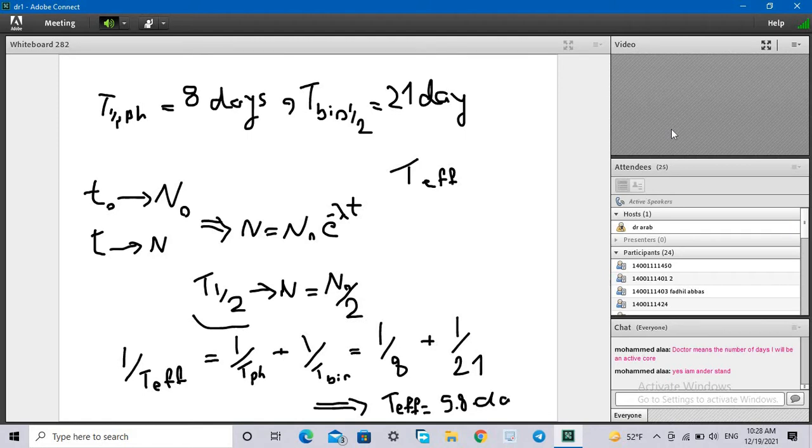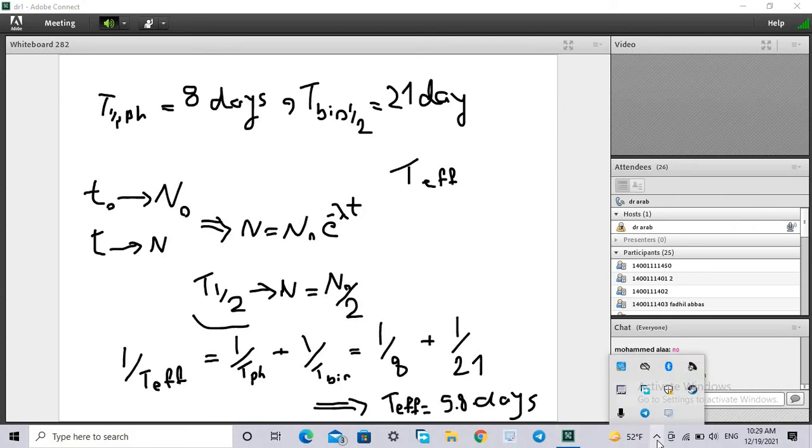As you can see, the effective half-life is lower than the physical and biological half-lives. Okay? Did you get this question? Can I continue? Yes, you can. Yes, you're right.